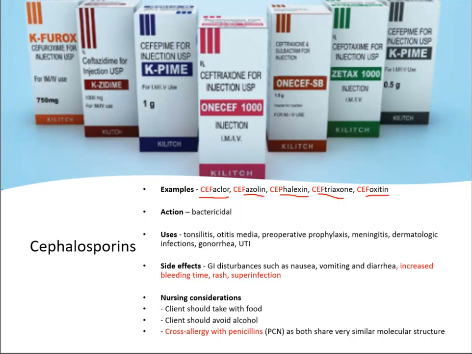So again, with your cephalosporins, you want to remember that they have the prefix cef, and some of the side effects include increased bleeding time, they could cause a rash, they could cause superinfection, and again, the GI disturbances we talked about. In terms of your considerations, they need to take with food to reduce GI disturbance. They should avoid alcohol because of those uncomfortable systemic symptoms. And again, they need to be observant of cross allergy when used with penicillins.